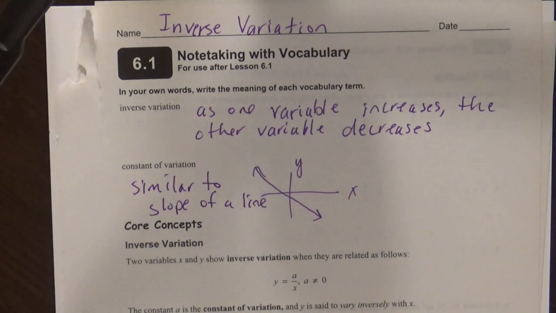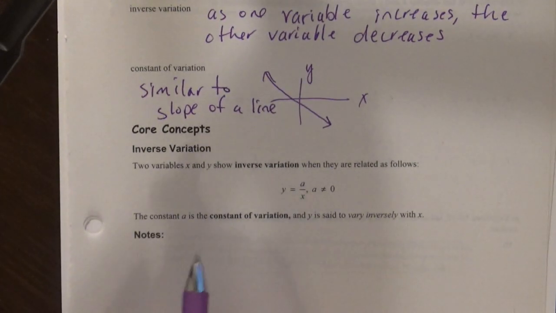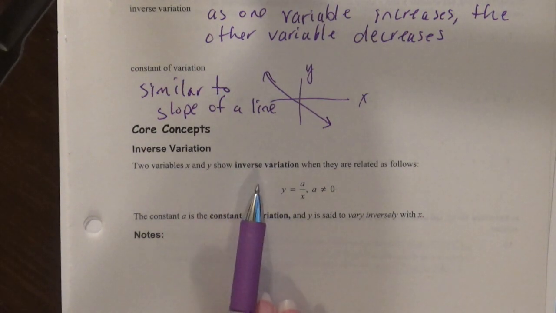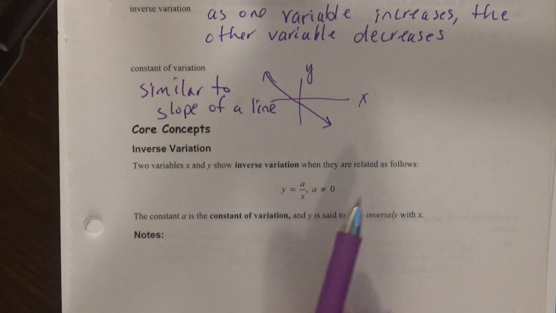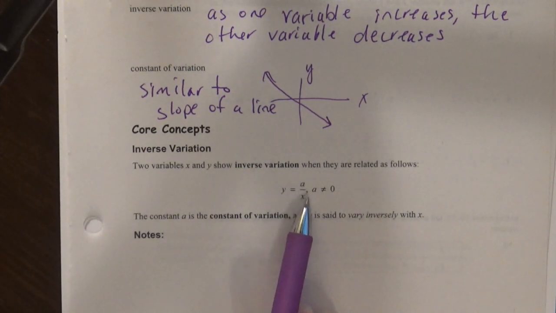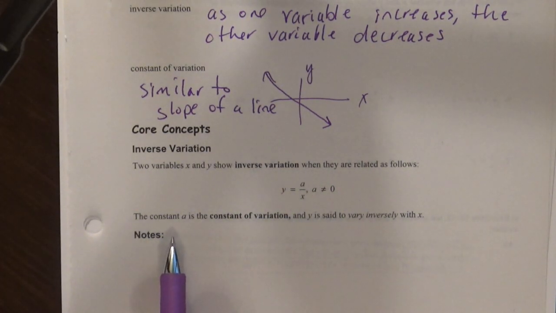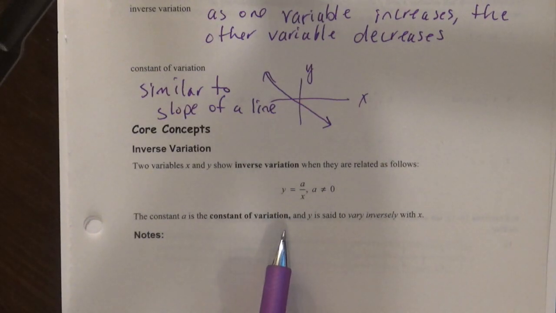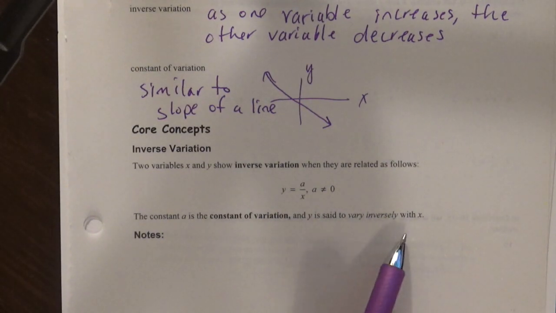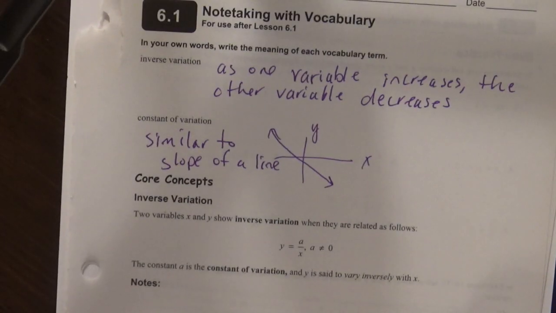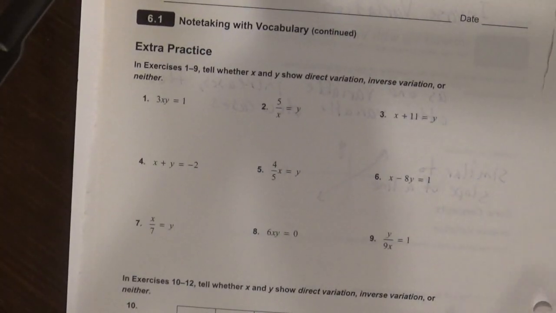And for the core concepts, inverse variation: two variables x and y show inverse variation when they are related as follows. y equals a over x, where a does not equal 0. The constant a is the constant of variation, and y is said to vary inversely with x. So we're going to just jump right into some examples of this topic.